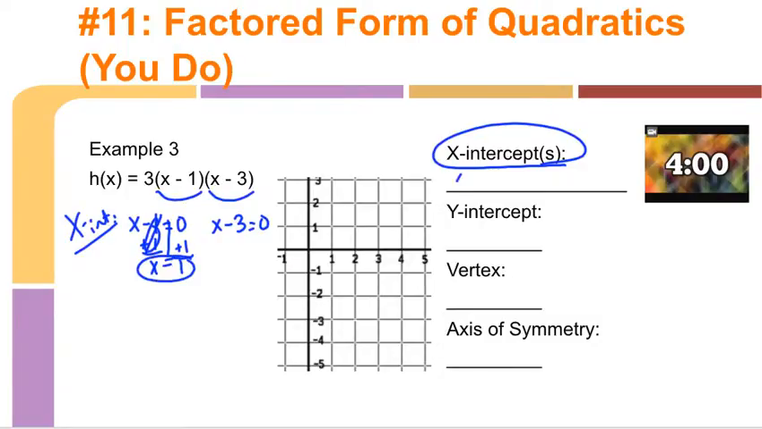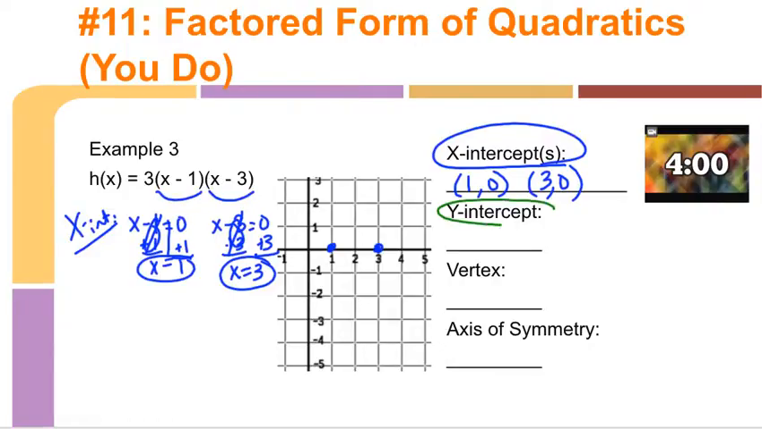I found one of my x-intercepts, 1, 0. Here I add 3, here I add 3, I make a 0 pair, so x is equal to 3. So that's my other x-intercept, 3, 0. So 1, 0 is right here, 3, 0 is right here.